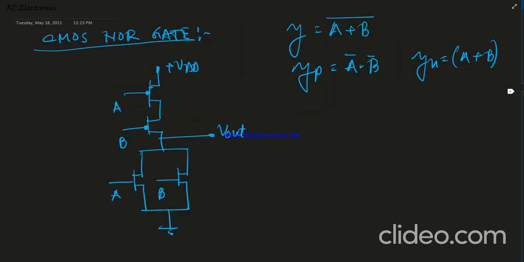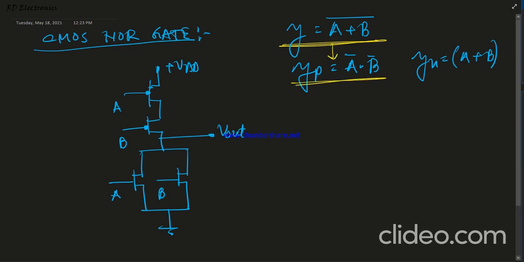Now next one is the CMOS NOR gate. How is it possible? This is the NOR gate equation. First of all, we know that for the P equivalent network we apply De Morgan's. So this is De Morgan's, a or b whole complement, that means a complement dot b complement, and the NMOS equivalent network is just yn equals a or b.